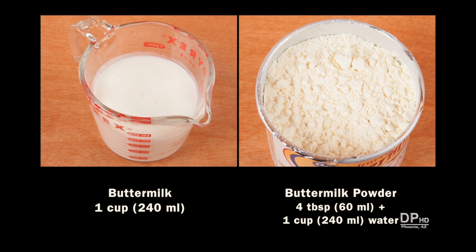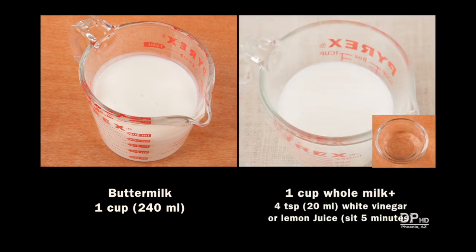4 tablespoons of buttermilk powder plus 1 cup of water equals 1 cup of buttermilk. You can also substitute sour milk for buttermilk by adding 4 teaspoons of white vinegar or lemon juice to 1 cup of milk and let it sit for 5 minutes before use.